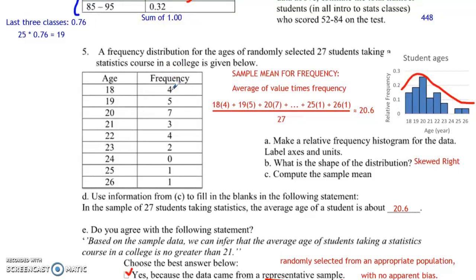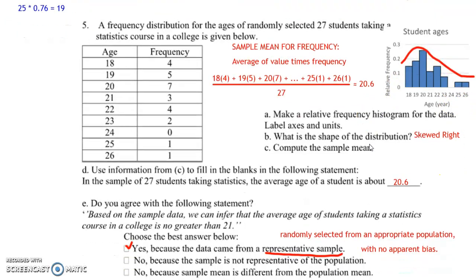So 4 divided by 27, 5 divided by 27, 7 divided by 27, etc. The shape of the distribution is skewed right. This is not to say that every single distribution that you'll ever see is going to be skewed right. It just happens to be that most of these distributions are.